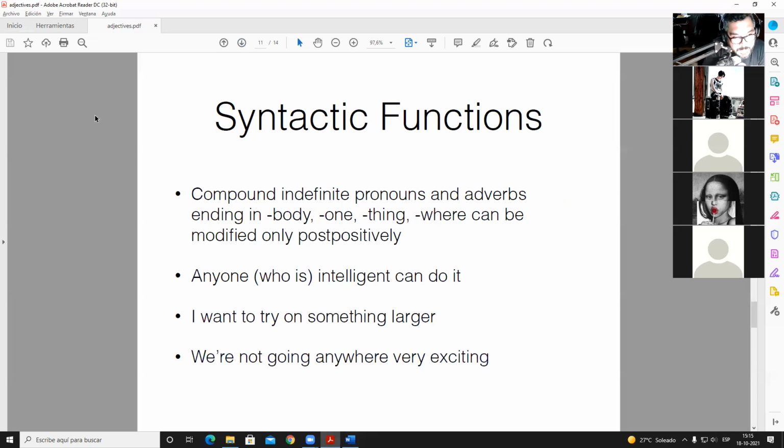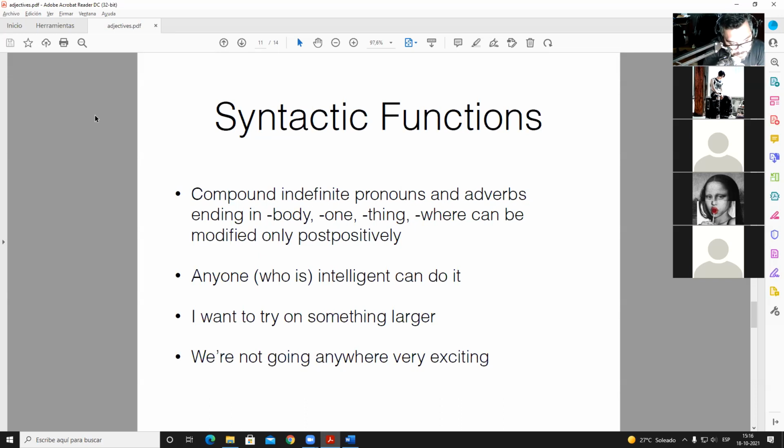Number 11. Compound indefinite pronouns. Anyone, anybody, somebody, someone, anywhere, somewhere. Compound indefinite pronouns and adverbs ending in body, one, thing, where can be modified only postpositively. So, anyone intelligent can do it.